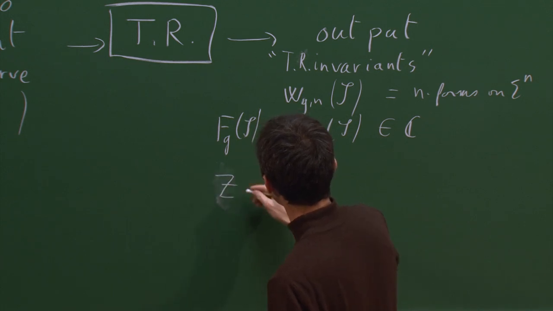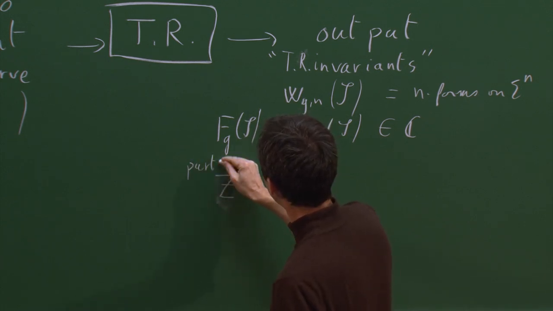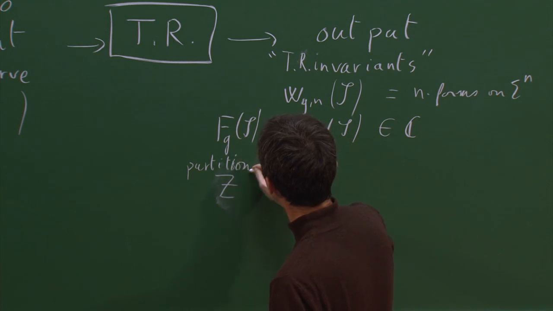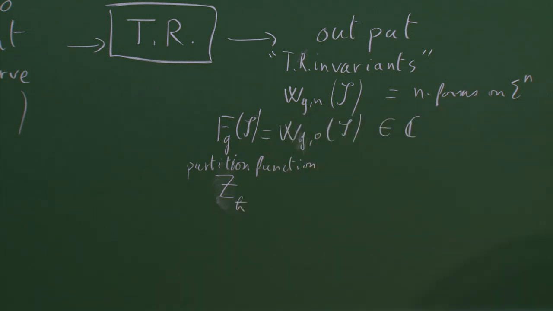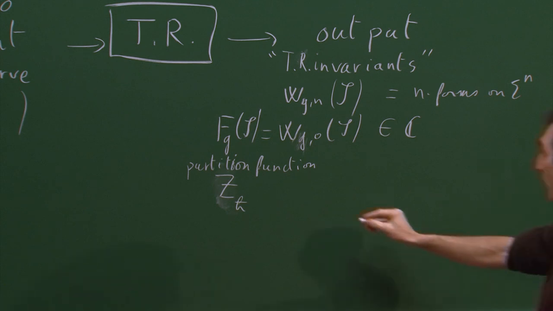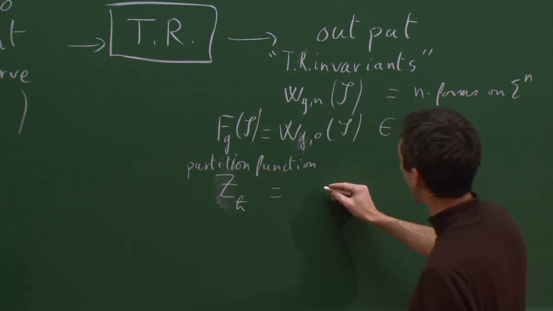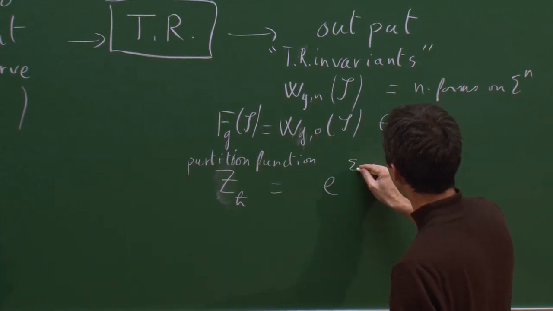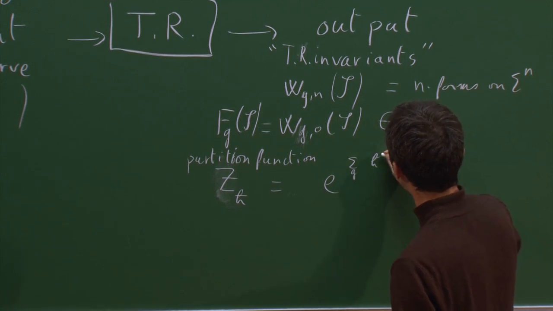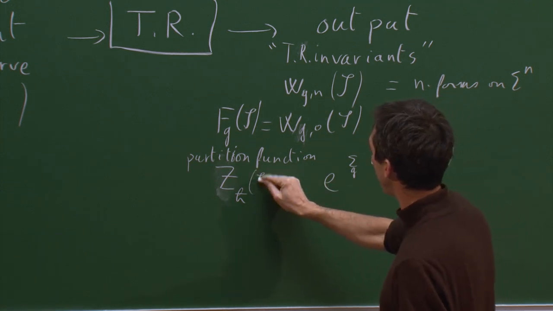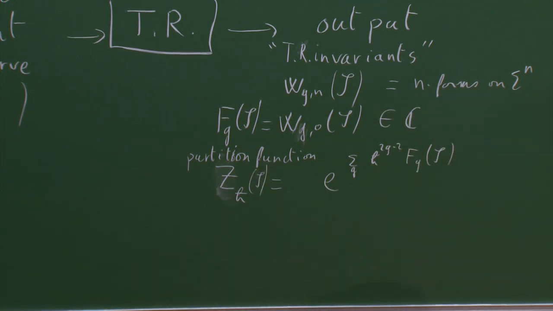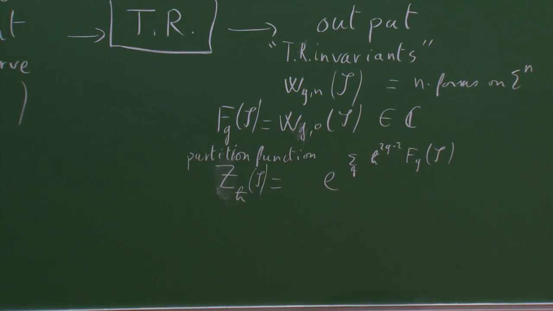The partition function, Z of S, will depend on the parameter h bar, and it will be constructed as a formal series. In fact, log of Z(h bar) will be a formal series. It will be the exponential of the sum over g of h bar to the 2g minus 2 F_g of S. What is g in its nature? g and n are integers.